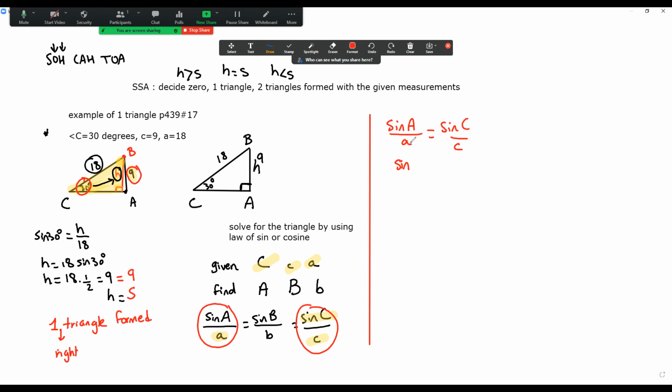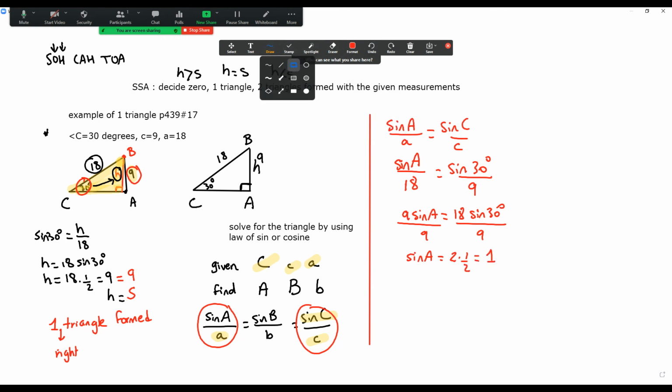So sine of angle A, which I have missing, over the side A, which is given as 18, equals sine of angle C, which is given, over side C, which is 9. So now cross multiply. Remember, we're solving for sine A, and then divide. I want to keep sine A by itself. I get 2, because 18 divided by 9 is 2. Sine of 30 is half. 2 times half is 1.